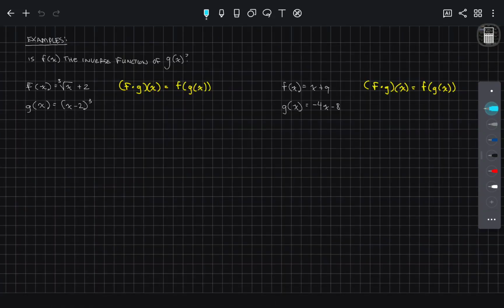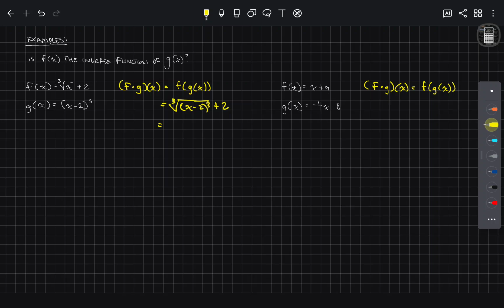You can see here that we have f of x equals the cube root of x plus 2, and g of x equals the quantity x minus 2, cubed. The first thing we're going to do is plug g of x into the function f of x and see what we get. So we have the cube root of, and g of x fits in for that x, so x minus 2 cubed, and then we still have that plus 2 from the original f of x function. Now I'm going to simplify.